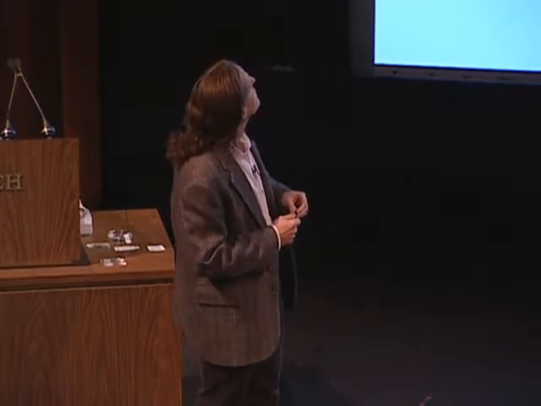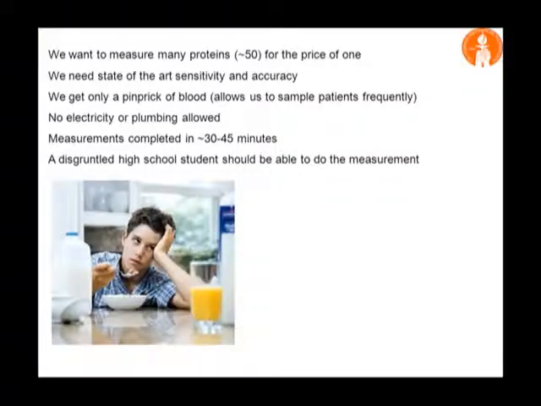We've been working on trying to do this really cheaply for a while, and we had come up with a pretty good technology, but it wasn't simple enough. And so I asked my postdoc, June, I said, this is what we want you to do. I want you to measure 50 proteins for the price of one. You've got to get state-of-the-art sensitivity and accuracy. You're only going to get a pinprick of blood, because no one minds giving a pinprick. So if you want to sample somebody daily or a couple times a day, that's not a big deal. You don't get electricity or plumbing because we actually need to go to people's houses to do this, because we doctors don't pay house calls, but Caltech students do.